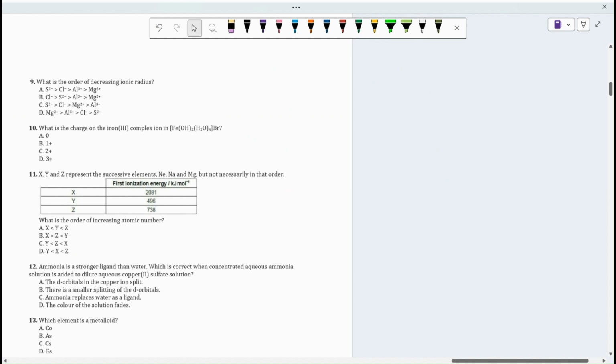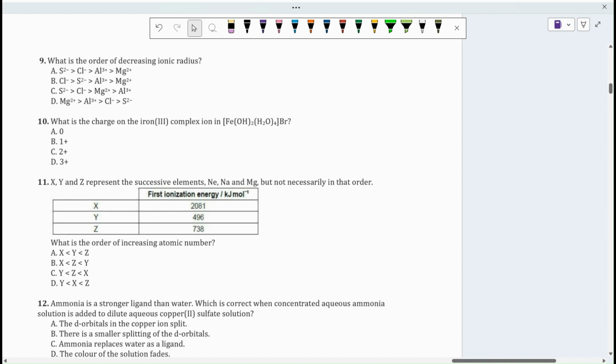Number 9. Order of decreasing ionic radius. We have Mg2+, Al3+, S2-, and Cl-. This has 12 electrons, 13 electrons, 16, and 17.